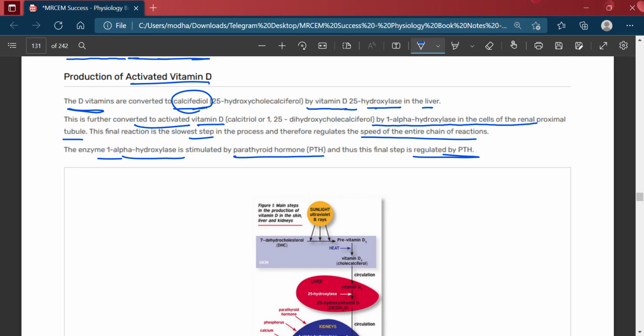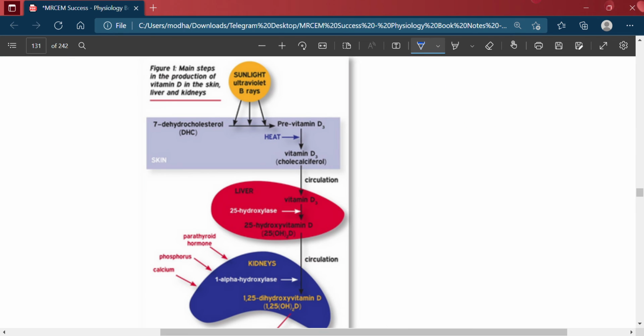As described in this figure, 7-dehydrocholesterol, when in sunlight, ultraviolet B rays, is converted into pre-vitamin D3. Then with heat, it is converted into cholecalciferol. Then it goes into the circulation to the liver, where vitamin D3 is converted by 25 hydroxylase into 25 hydroxy vitamin D.